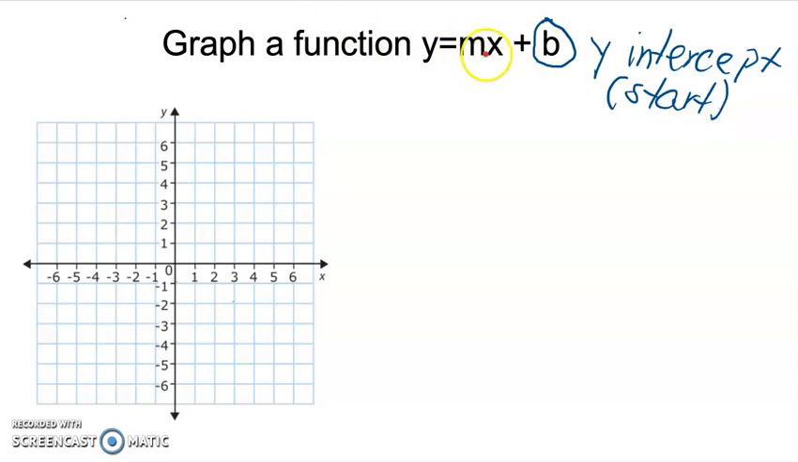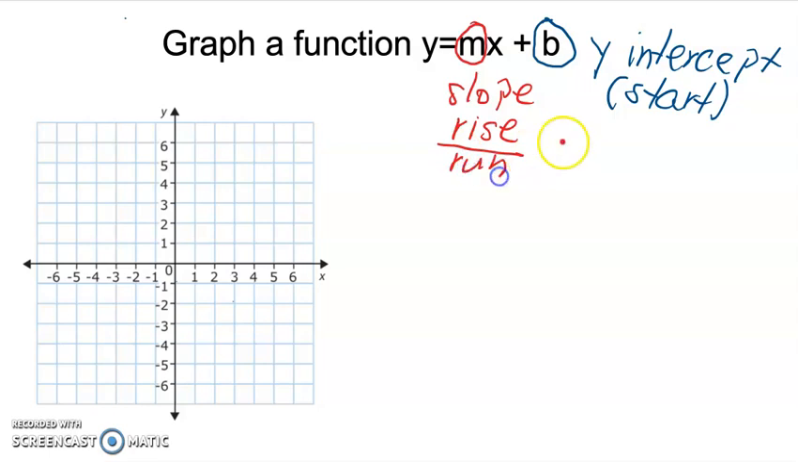Now my m, this is the slope. So I'm going to write down here slope. And the slope we write as rise over run. So when we go from the starting point, if the number in front of the x is positive, we are going to go that number of units up. If it's negative, we will go down. Now for the run, if the number under the line is positive, we will go to the right. And if it's negative, we will go to the left.